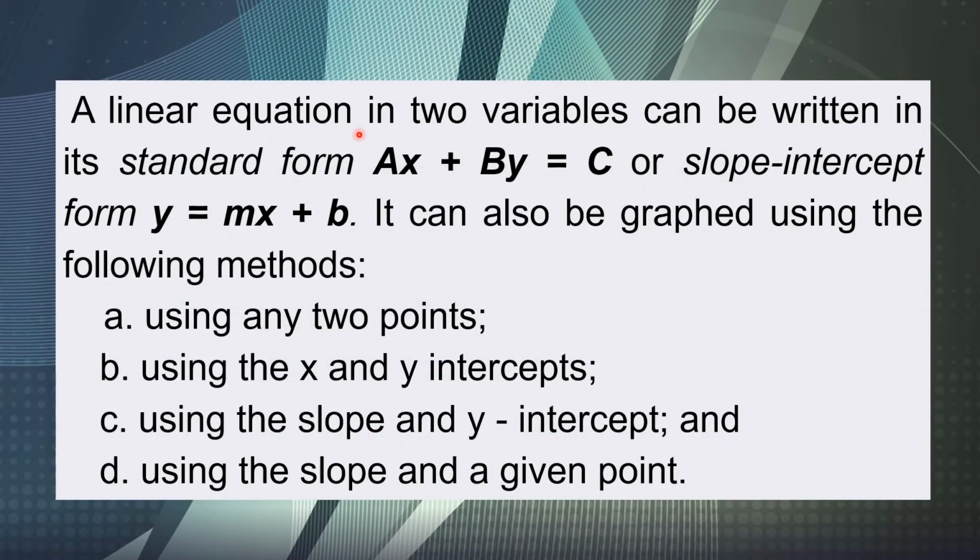A linear equation in two variables can be written in its standard form ax plus by equals c, or slope-intercept form y equals mx plus b. It can also be graphed using the following methods. A. Using any 2 points. B. Using the x and y intercepts. C. Using the slope and y-intercept. And D. Using the slope and a given point.